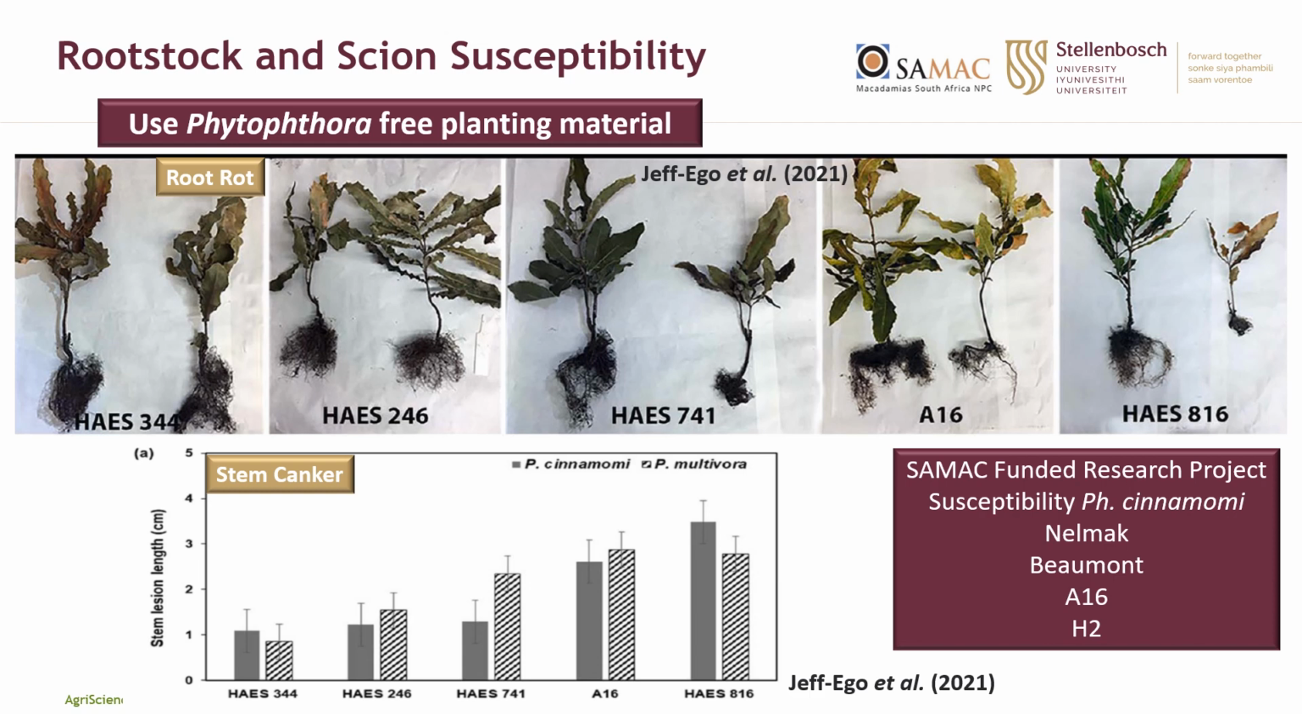Currently, from a research side, we've just started looking at this, but I'm sure that from your own experience you know which rootstocks and cultivars are more susceptible to Phytophthora. What our results thus far have shown is that A16, for instance, is very susceptible to Phytophthora. Although it's not commonly used as a rootstock, as a scion it will tend to be more susceptible to stem cankers than other cultivars such as Beaumont.